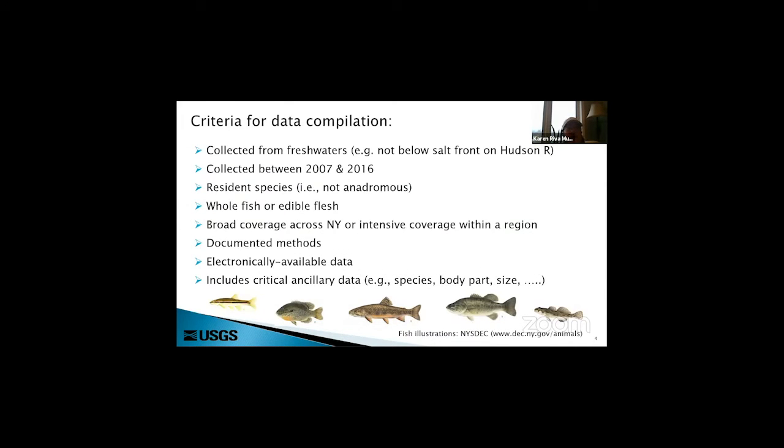So we had various criteria listed here for data compilation. I want to point out just a couple. So these were all from freshwater streams and rivers in New York. And we decided on 2007 to 2016 as a 10-year period that basically was going to be sort of a snapshot in time. And we selected studies that were based on a broad coverage across the state, or data sets that had an intensive coverage within a particular region. We didn't try to pick out studies of individual sites.